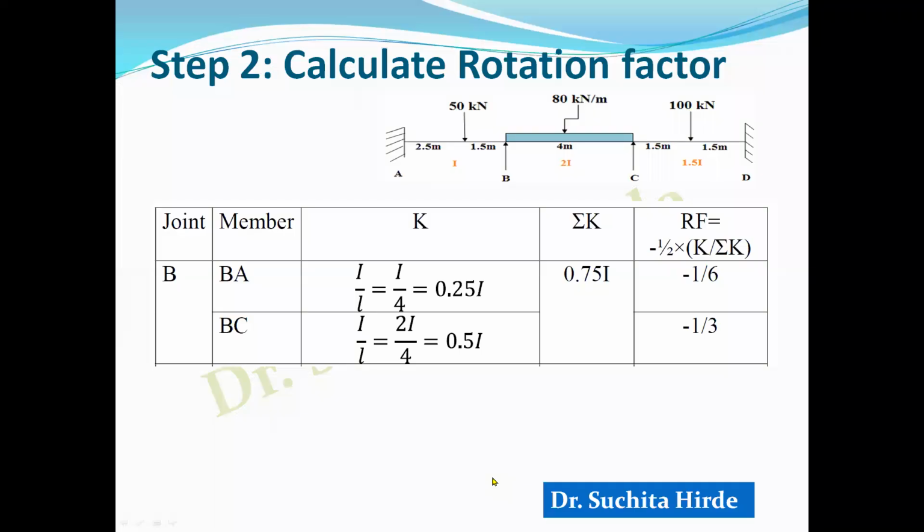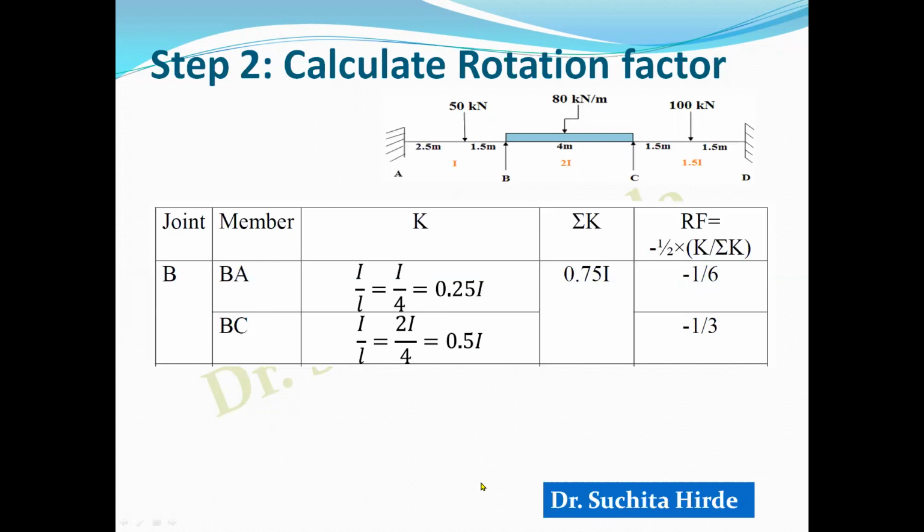So first we will calculate rotation factor at B. At B there are two members BA and BC. We know that K means relative stiffness. When far end is fixed, relative stiffness is I by L. So this is I by 4 and this is 2I by 4. So we get 0.25I and 0.5I. Take summation of K and then calculate minus half K upon summation of K. You will get minus 1 by 6 and minus 1 by 3 as rotation factor at this joint. If you add this, you will get minus 0.5.